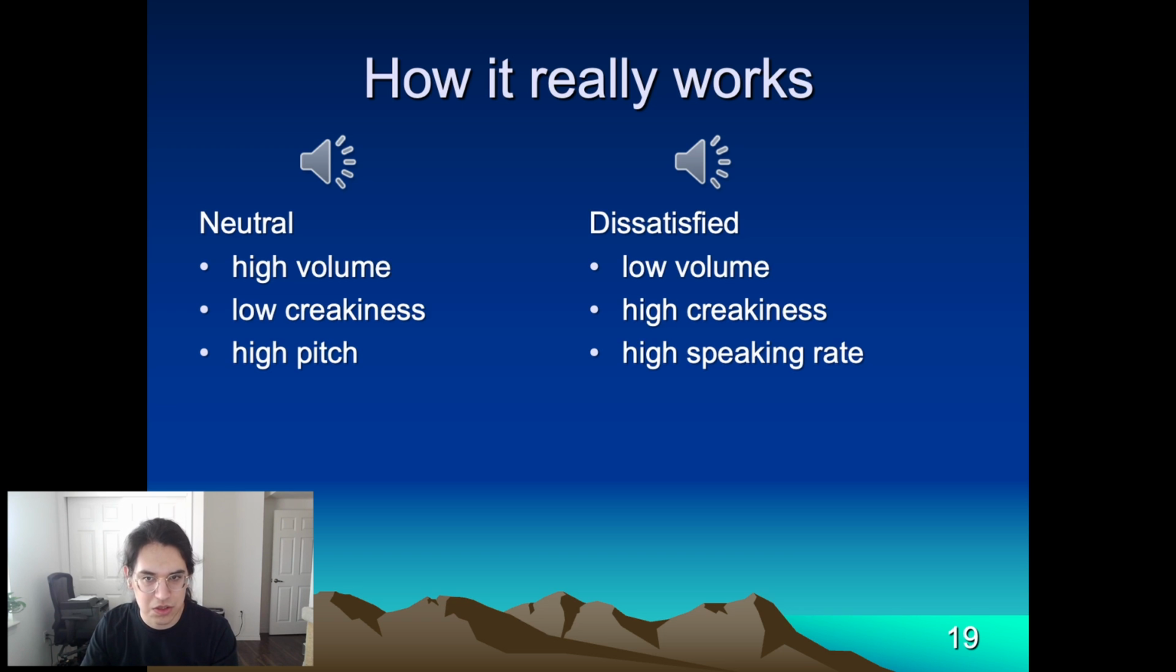Now this might be because we have a tendency to use a pleasant sounding voice. For example, when we say thank you so much. But inversely, we found that dissatisfied frames are more likely to have low volume, high creakiness, and high speaking rate. So here's an example of that.